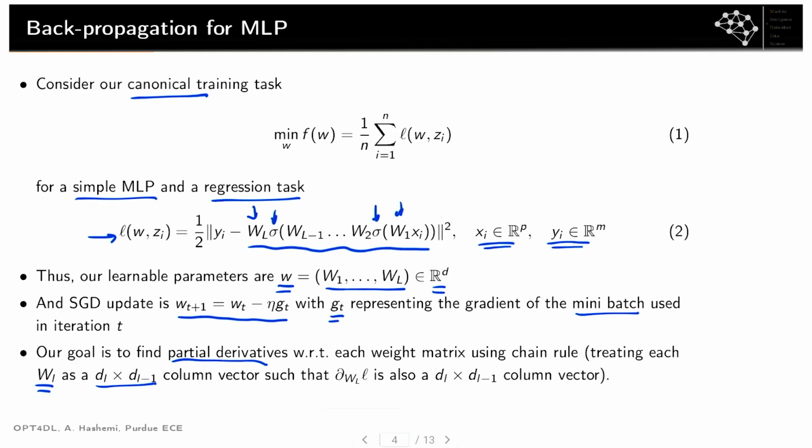Okay. Now, given that this is basically a vector and my loss is a scalar valued loss, the partial derivative is also going to be a vector. What's its dimension? The dimension is exactly D_L times D_{L-1}.